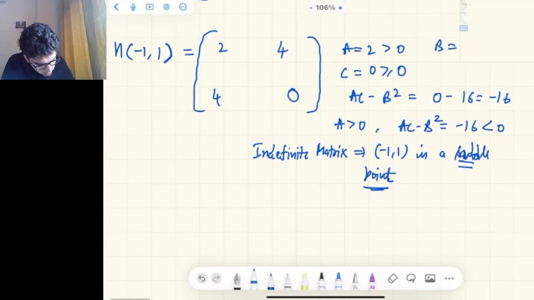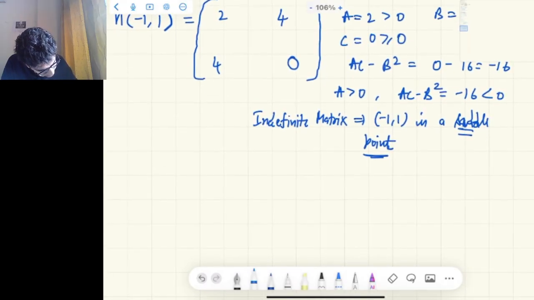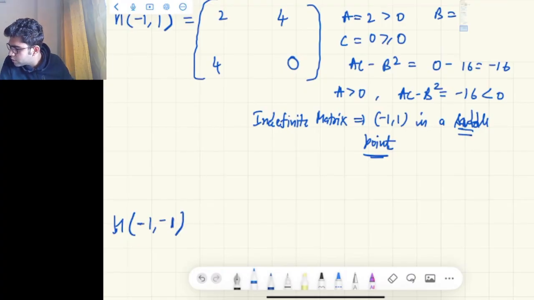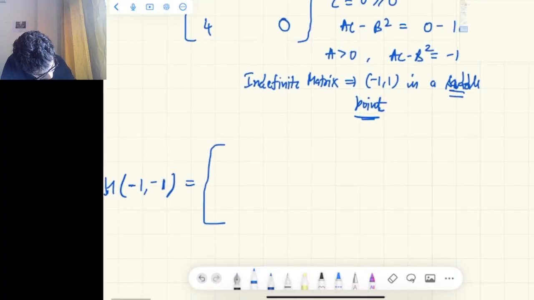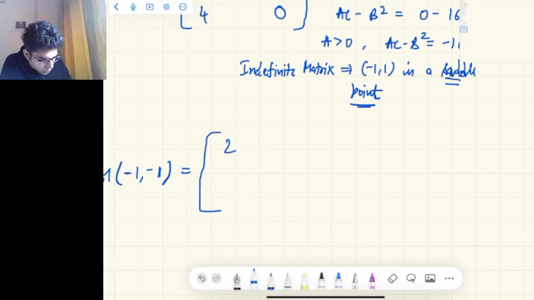Now if I move on, let's classify our last point, which was minus 1 comma minus 1, right? So this gives me, now I'll be directly substituting 2 and 4x plus 4. So this is again 0 and this is 4y, so this becomes minus 4 and this also becomes minus 4.